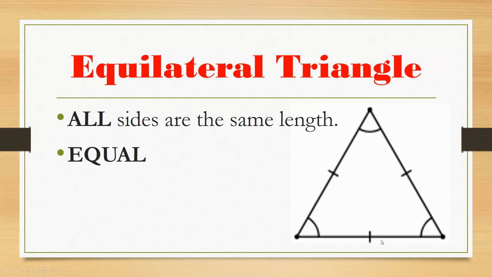If you look at this picture, right now we're looking at the lengths. If you look at the picture, there is one line on this side, one line on this side, one line on this side. Because each side has the same line, that tells you that they're all the same length. So because I can see that there's one line here, one line there, one line there, I can already say the sides are equal, so it has to be an equilateral triangle.